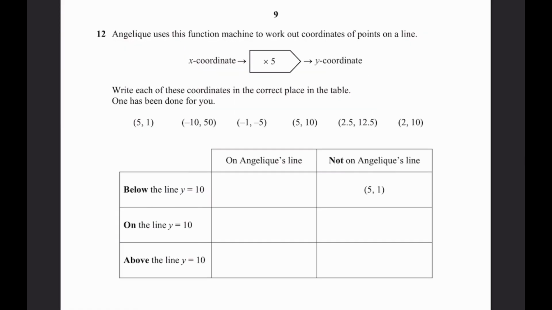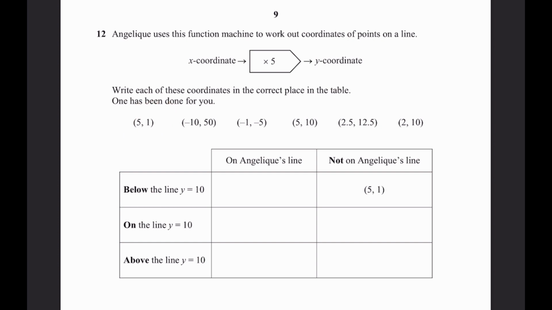Question 12. Angelique uses this function machine to work out coordinates of points on a line. x coordinate times 5 is y coordinate. Write each of these in the correct place in the table. One has been done for you. So we have these 6 points which are given. So in Angelique's line, the y coordinate is 5 times the x coordinate. And below the line y equals 10, that means the y value of the coordinates is less than 10. On the line y equals 10, that means the y value is equal to 10. And above means the y value is greater than 10.